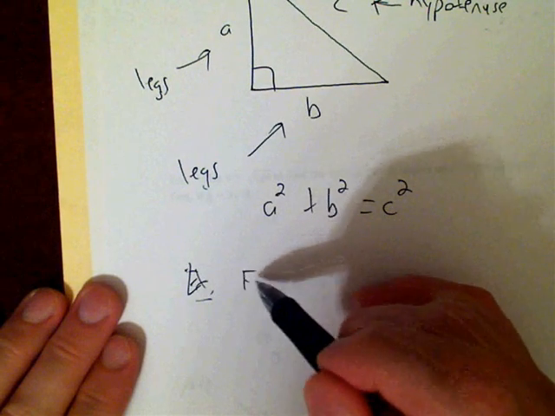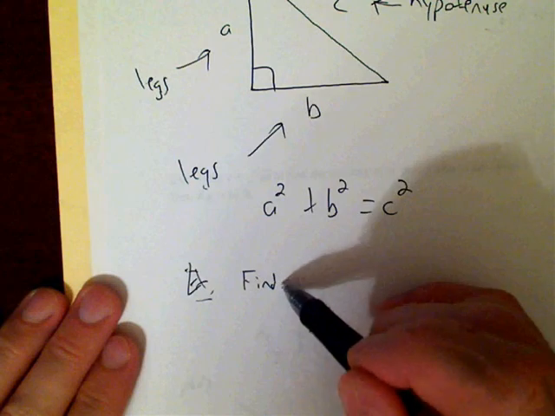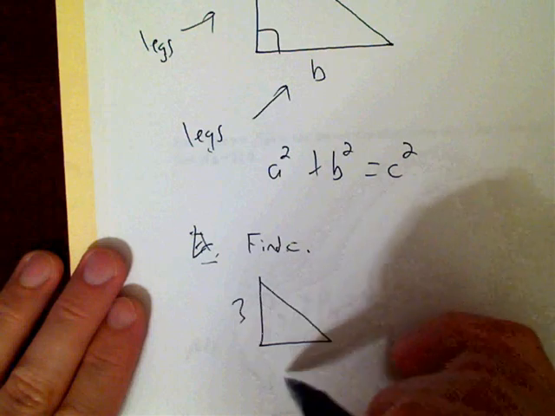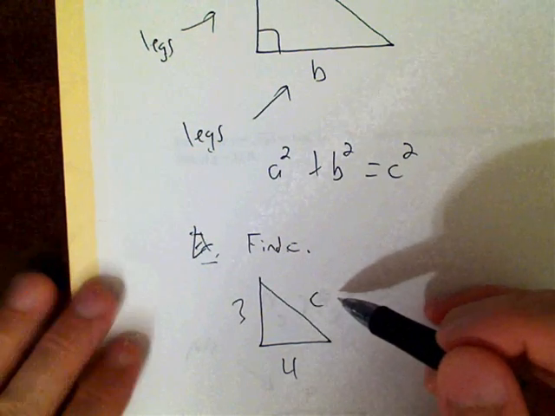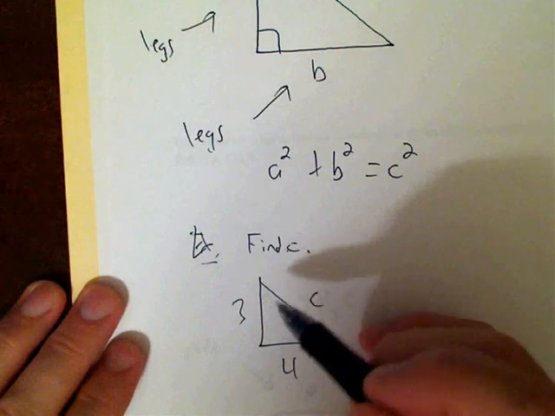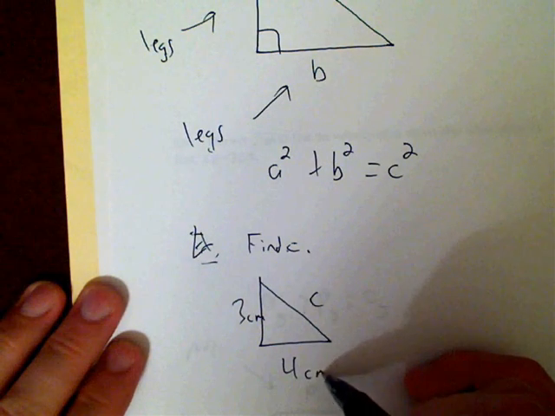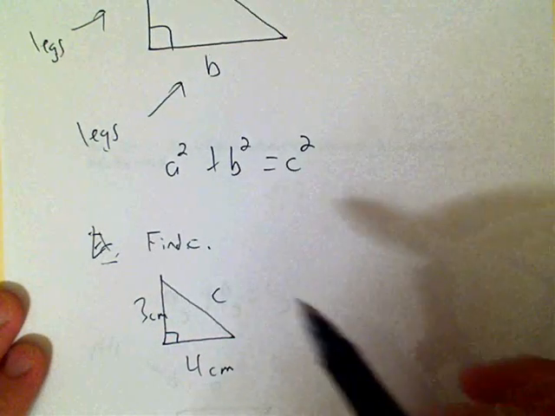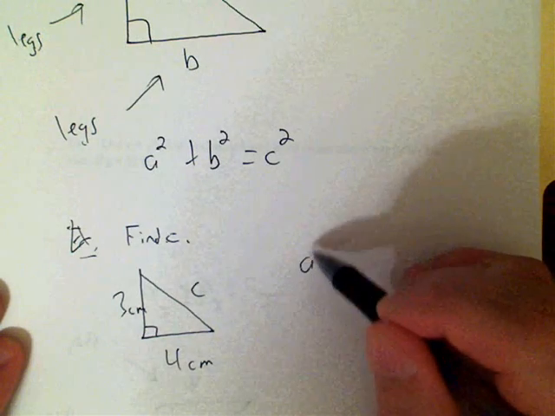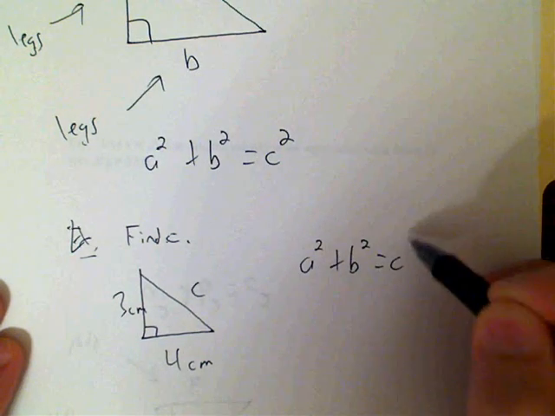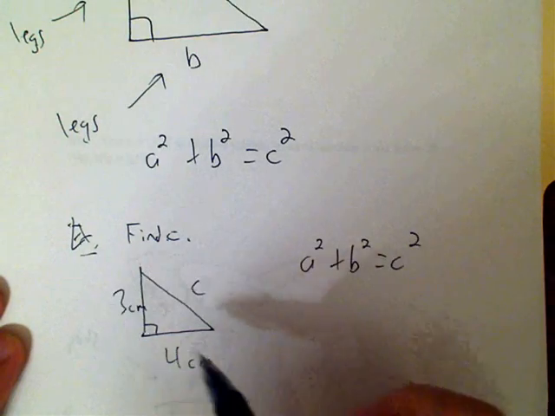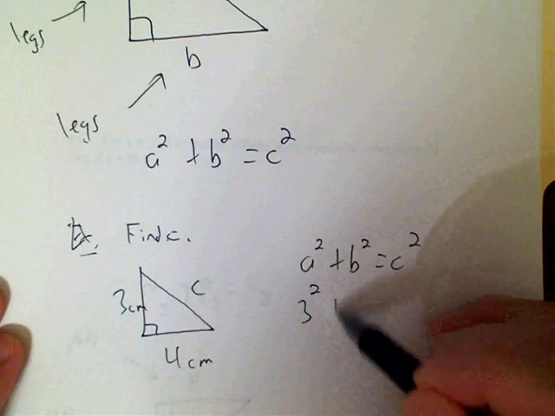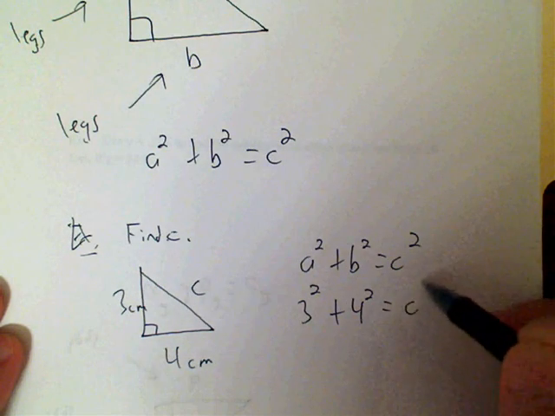We're going to find X, or actually let's just call it C. Find C. Going to draw a right triangle. I'm going to use nice numbers, 3, 4, and C for the missing side. Let's just say that these are in centimeters. Now all we're going to do, since this is a right triangle, we're looking for the missing side. Let's use A squared plus B squared equals C squared, the Pythagorean theorem. It does not matter which one is A or B, so if you want to call A 3, that's fine. Do not forget the square. Then B would be 4, and C is our unknown side.